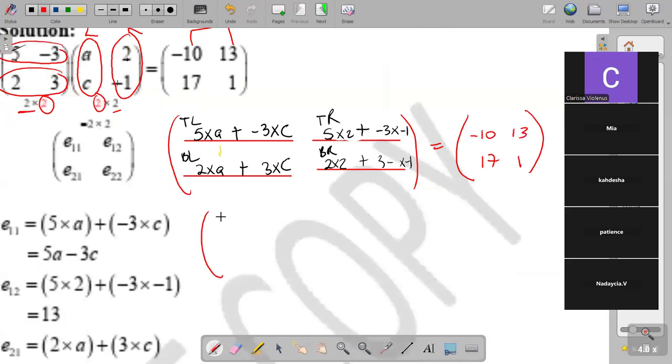Talk to me. What's the answer for the top left? Five A. Anybody? Minus 3C. Remember, when these two come together, it turns to a minus, yeah? Bottom. 2A plus 3C. Excellent. Over here.